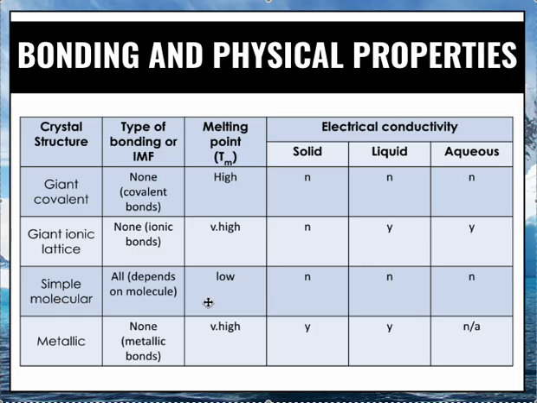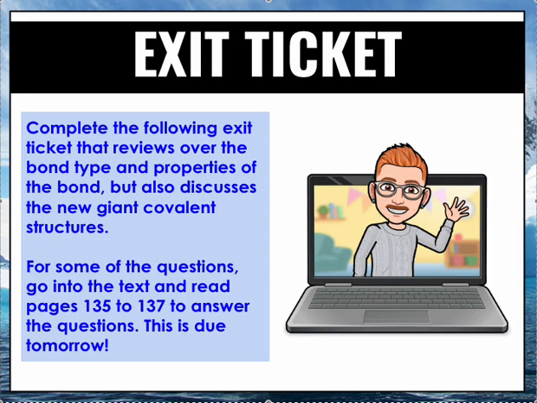Simple molecular is essentially like those tiny little waters or iodines. They do not conduct electricity. It depends on the molecule if they have IMFs, and they have low melting points. And the metallic, obviously, metallics have no IMFs, have very high melting points, and conduct electricity as a solid or a liquid, and normally are never aqueous, because if they're going to become aqueous, they're going to become ionic salts.